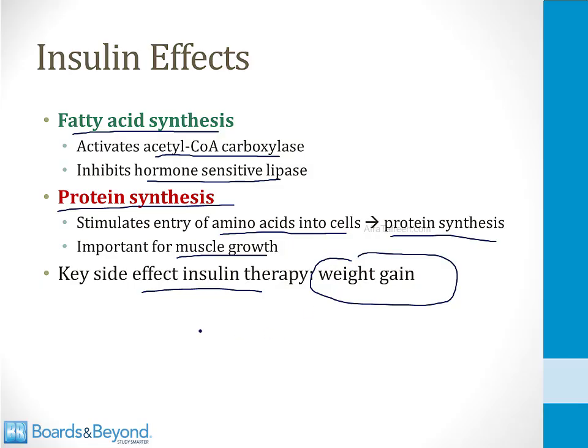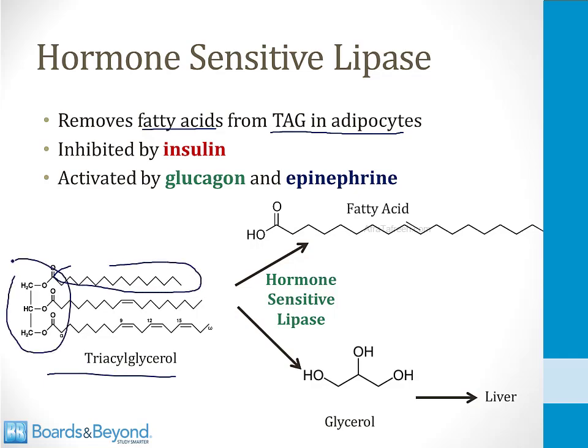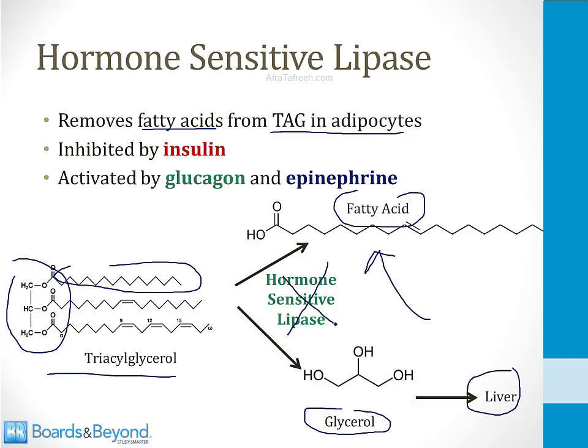Hormone-sensitive lipase is an enzyme that removes fatty acids from triglycerides stored in adipocytes. At the bottom left side of the screen is the chemical structure of triacylglycerol, otherwise known as a triglyceride. You can see that it has 3 fatty acids attached to a glycerol molecule. Hormone-sensitive lipase will break this down into fatty acids and glycerol molecules, and the glycerol molecules can then go to the liver, and the fatty acids can be used for fuel. This enzyme is inhibited by insulin, therefore there is less breakdown of fatty acids when insulin levels are high.